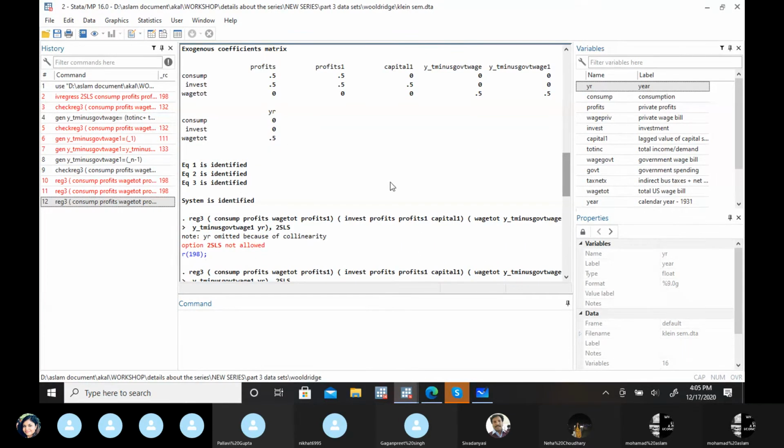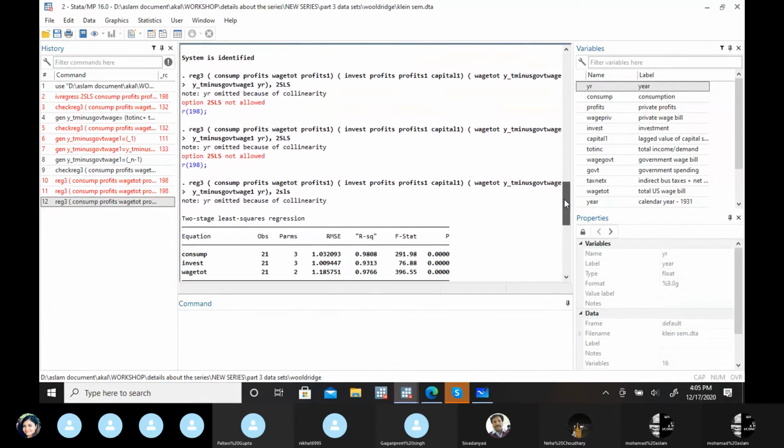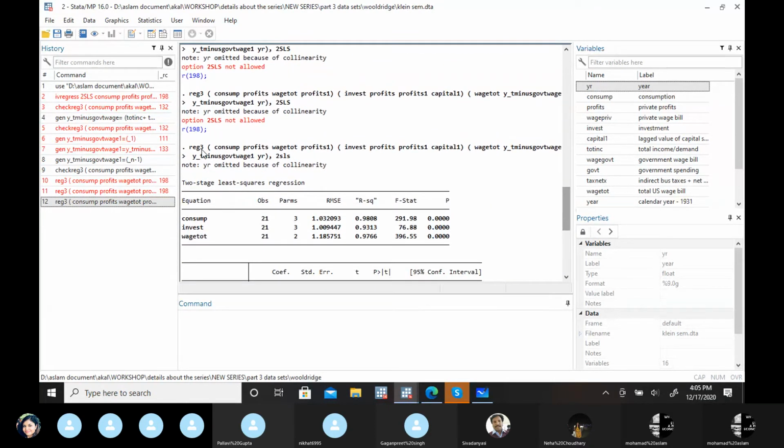If it's identified, then only you can run it. Then simply reg3, regression 3. This is a program they have made, like the do files that we install in our software; similarly, in Stata they made this command. When I wrote 2SLS in capital letters, the model was not running because of a perfectly collinear variable. But when I selected 2SLS in small letters, they omitted that particular variable, and after that they estimated all the results.